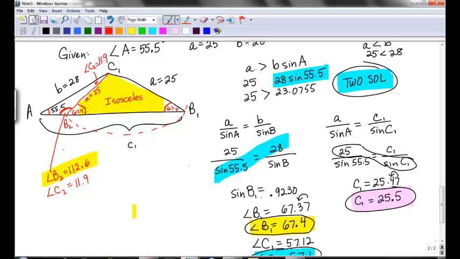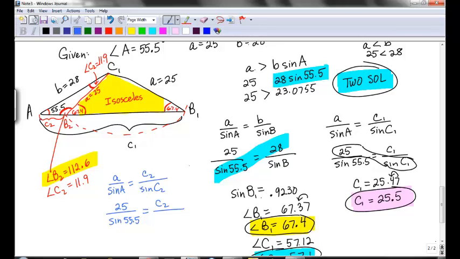Yep, opposite this little angle, we're missing this little C sub 2. You still use the given: A over the sine of angle A equals C sub 2 over the sine of angle C sub 2. So we've got 25 over the sine of 55.5. The side C sub 2 we don't know.